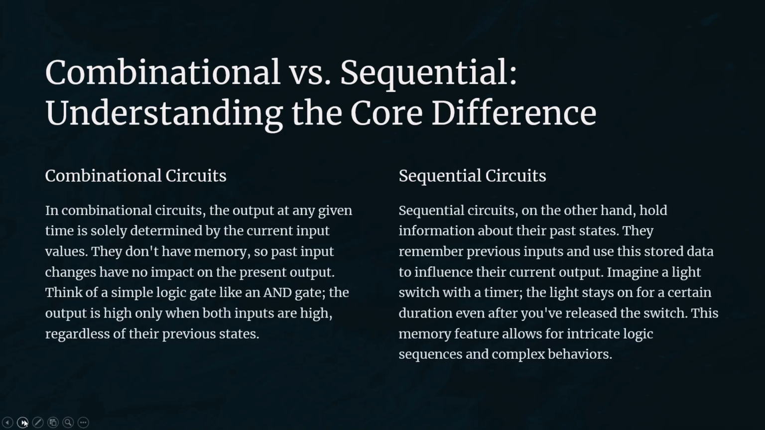Sequential circuits, on the other hand, hold information about their past states. They remember previous inputs and use this stored data to influence their current output. Imagine a light switch with a timer. The light stays on for a certain duration even after you have released the switch. This memory feature allows for intricate logic sequences and complex behaviors.